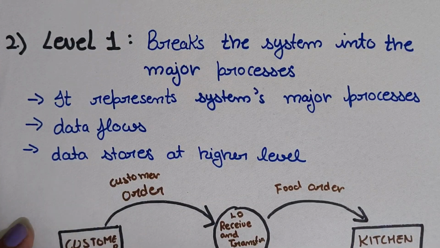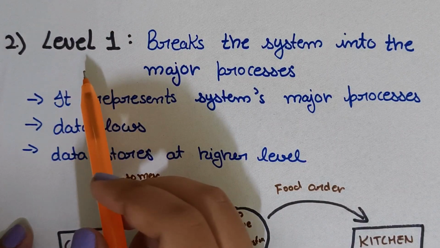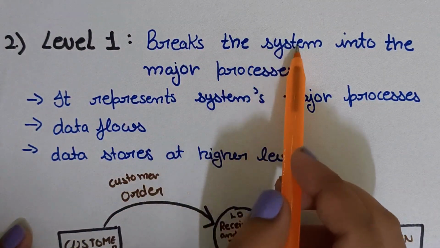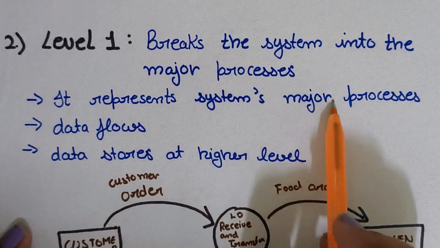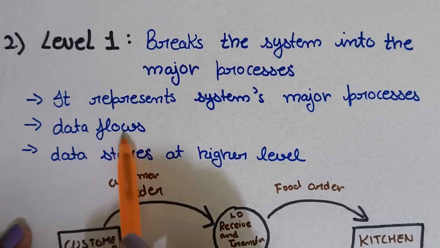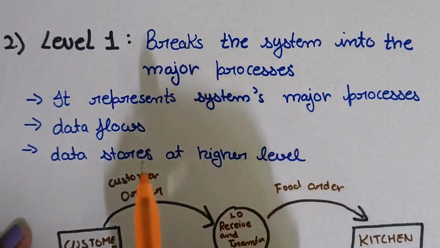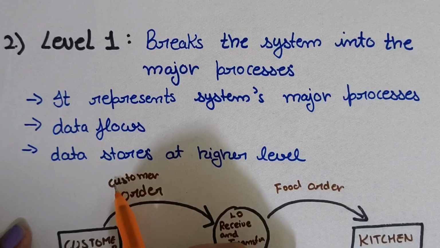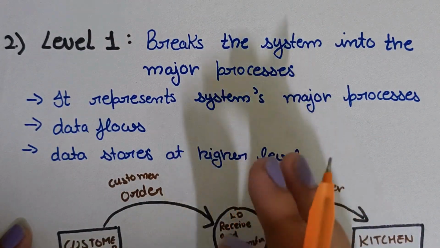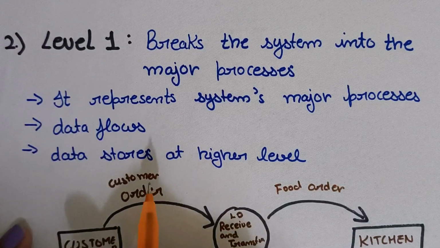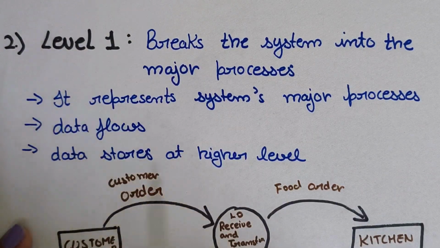Here is another level of DFD. Level 1 shows the inside detail of the main system and breaks the system into the major processes. It represents the system's major processes, data flows, and data stores at a higher level. In level 0 DFD, we see the system as one big process. In level 1, we break that big process into smaller sub-processes to show how the system works internally.